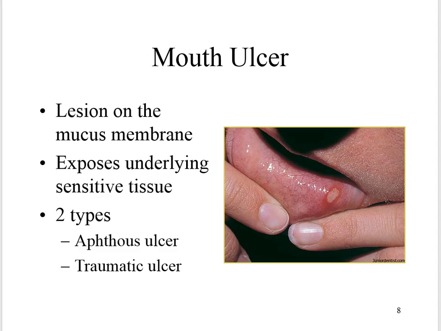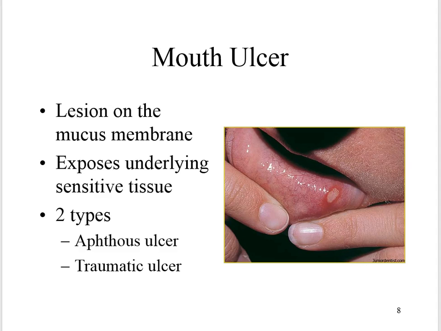Now the aphthous ulcer is caused by stress, food sensitivities, spicy or acidic foods, diet lacking in vitamin B12, folic acid or iron, Helicobacter pylori infection, a hormonal shift during menstruation.